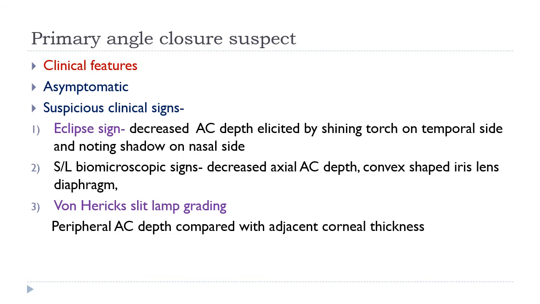So let's see what happens in the case of primary angle closure suspect. The name itself indicates there is no such entity of angle closure yet, but there is a suspicion that the angle is closed. In such kinds of patients, sometimes it can be an accidental diagnosis because the patient won't have any symptoms.